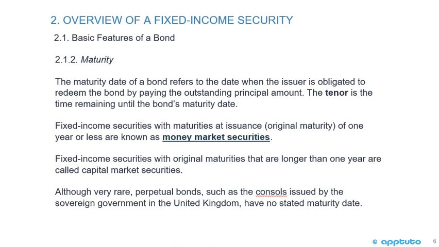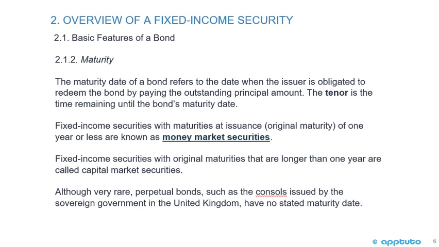So continuing with the basic features of a bond, now we're moving on to maturity. The maturity date of a bond refers to the date when the issuer is obligated to redeem the bond by paying the outstanding principal amount. The tenor is the time remaining until the bond's maturity date. That's a key term highlighted in bold. I always say go to the glossary and make sure you're up to speed on all these definitions, because you could get asked a question on what tenor is. The tenor is the time remaining until the bond's maturity date.